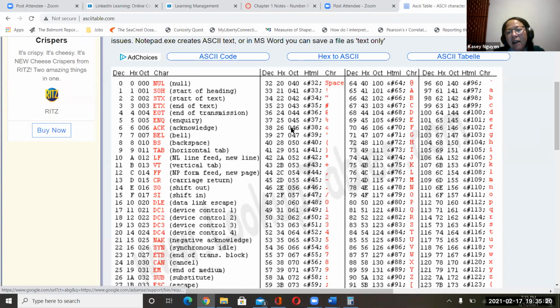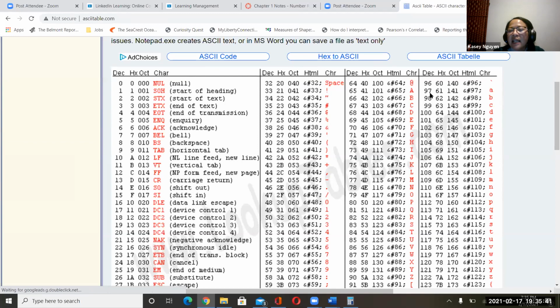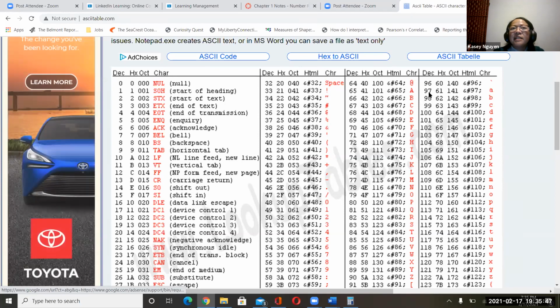Now, if you're looking at characters, as I was talking about earlier, a capital A has a decimal equivalent of 65. The hex is 41. The octal is 101. For HTML, we would use this. Now the lowercase a is 97. So that's how the system is able to distinguish between different characters, by using numbers that are assigned in the encoding system.